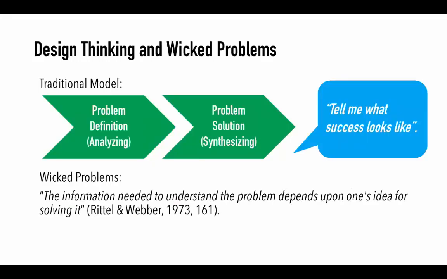Design thinking is first and foremost a problem-solving method, and it's geared to overcome wicked problems that have no right or wrong solution and resist traditional scientific and engineering approaches. And this is because the information needed to understand the problem depends upon one's idea for solving it. Whereas a traditional model looks pretty much like this: I have a problem definition and I can analyze this, and then I synthesize information and come to my solution. And somebody can ask me, tell me what success looks like, and I can give a clear answer.